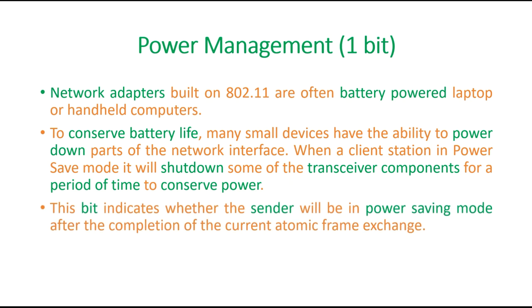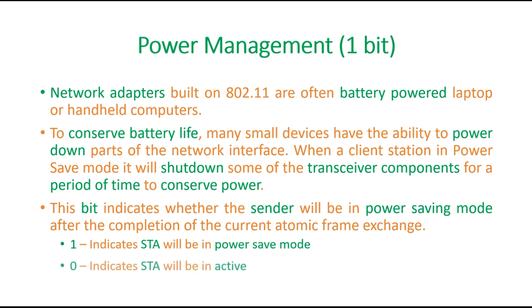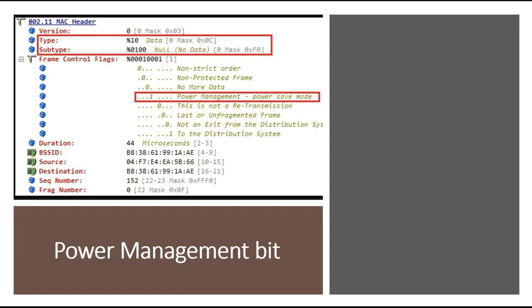This bit indicates whether the sender will be in power saving mode after the completion of the current atomic frame exchange. So if this bit is set to 1, it means the station is in power save mode. If it is 0, it means it's in active mode. Here you can see in this frame, this power management bit is set to 1. This is a data type frame, and the subtype is null data frame.